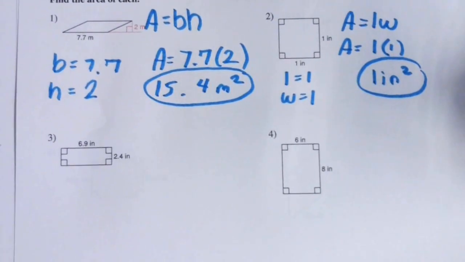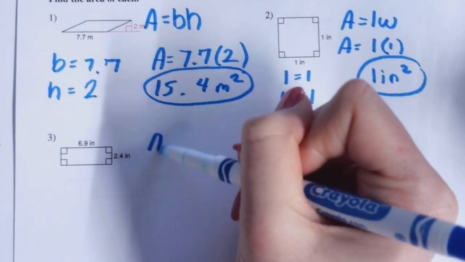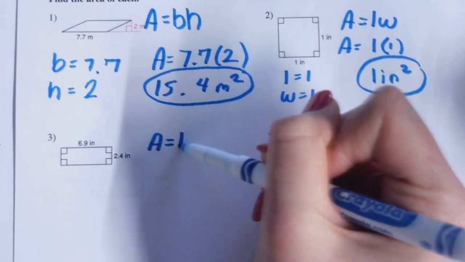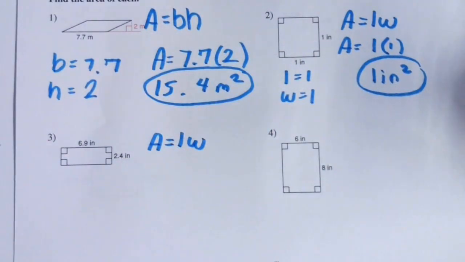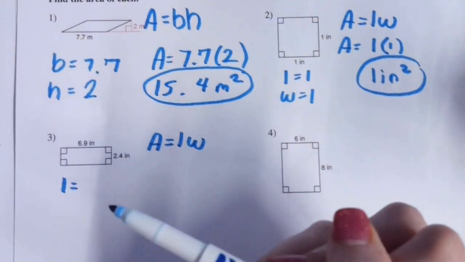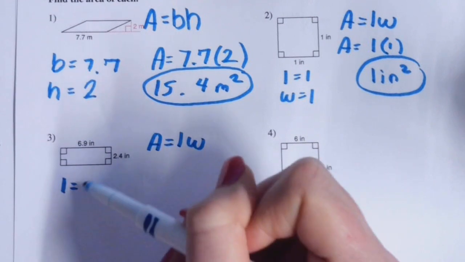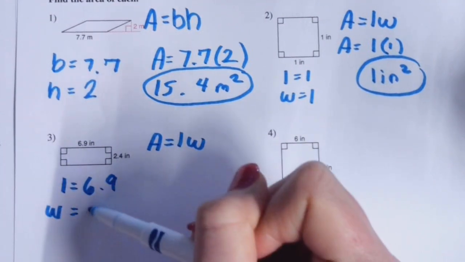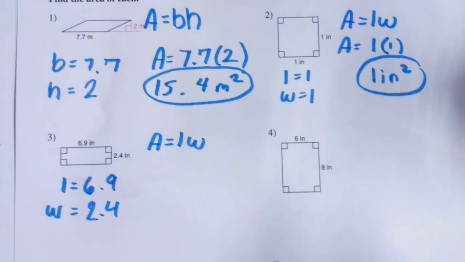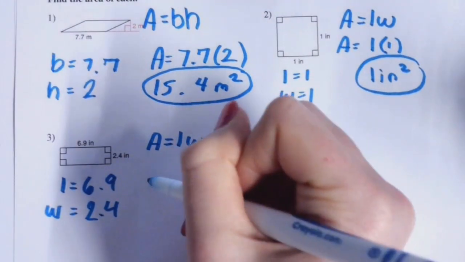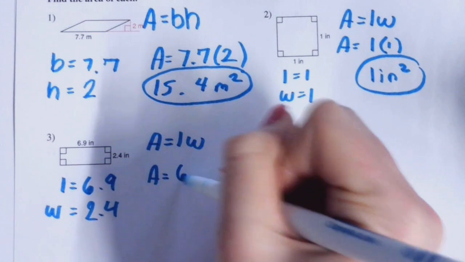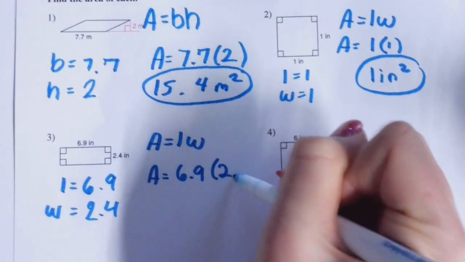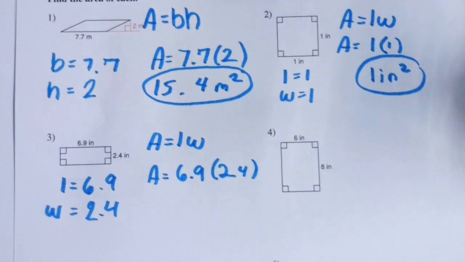All right, next one, we have a rectangle. In our formula sheet, for a rectangle, the area is equal to length times width. So let's label our length and our width. Length equals 6.9. Our width equals 2.4. I'm going to put it in a calculator here. Area is equal to 6.9 times 2.4.